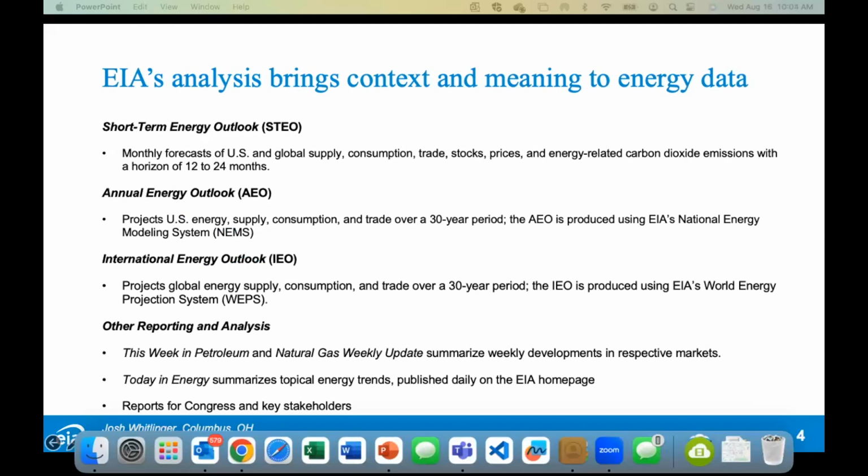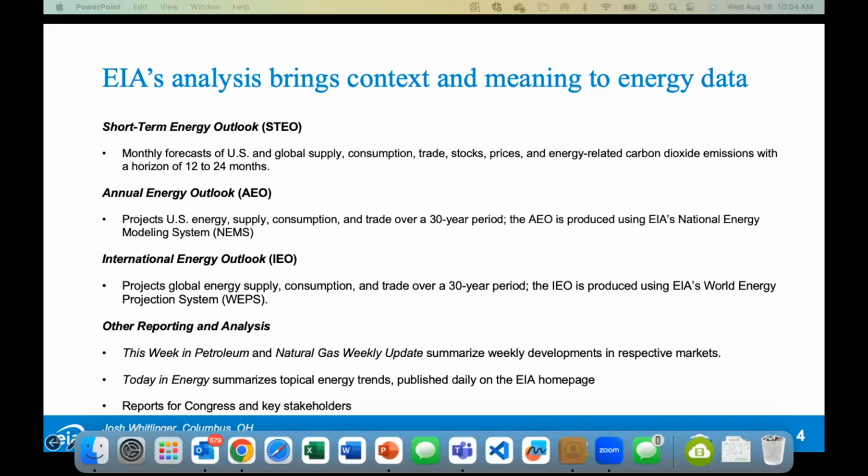The product I work on mostly is the Annual Energy Outlook, also called the AEO. The AEO is a product that provides U.S. energy supply, consumption, and trade over a 30-year period. This is produced using the National Energy Modeling System, which is what we'll talk about at the last part of this presentation. The International Energy Outlook, the IEO, is our global version of the AEO. So it projects the global energy supply, consumption, and trade over a 30-year period. That's produced via our World Energy Projection System.